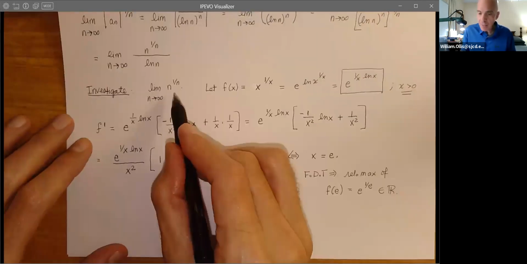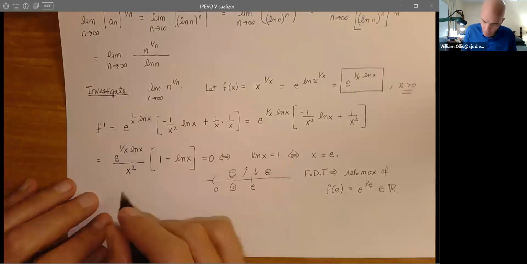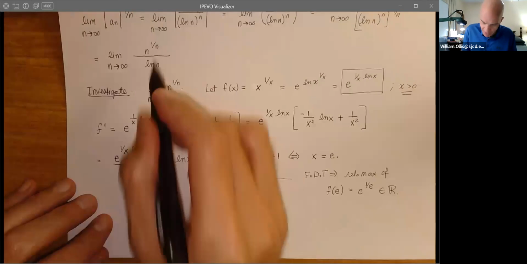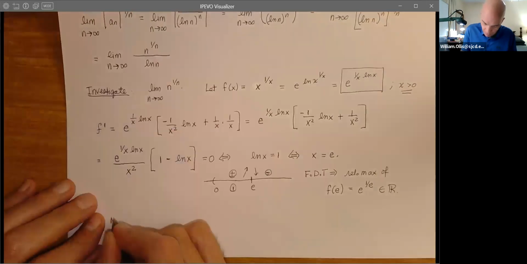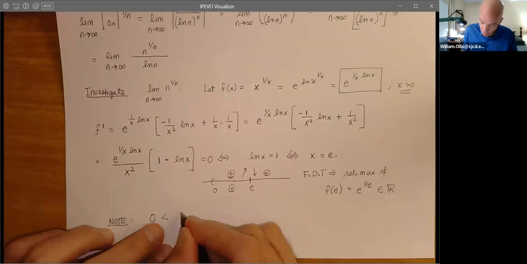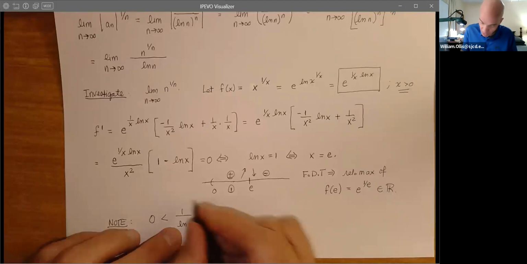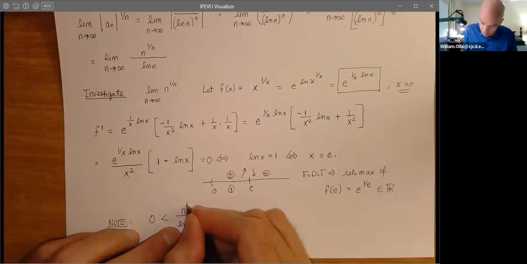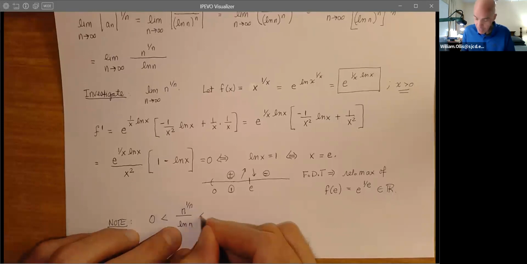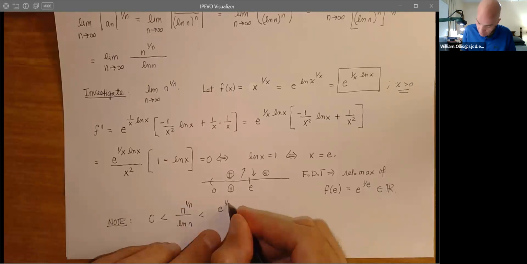So then, this is where we can use something that's very simple. We're going to investigate this. So note, we have 0 less than 1 over ln n, or n to the 1 over n. But this has an upper bound of e to the 1 over e.